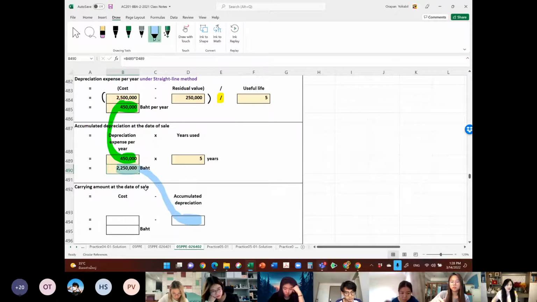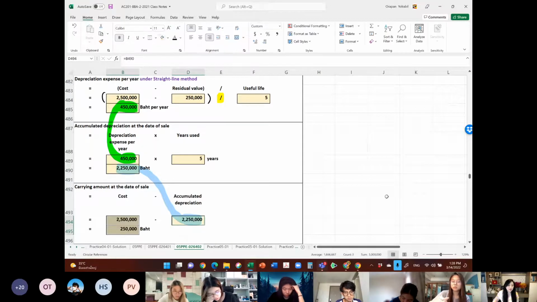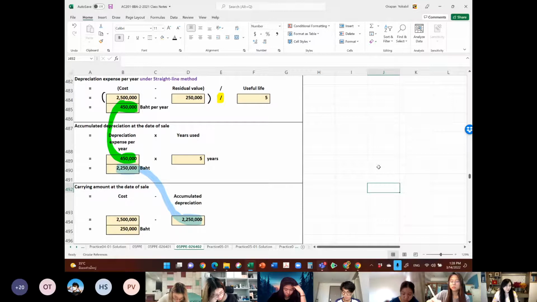So that we can do the calculation for the carrying amount or the book value at the date of the sale. Over here, the amount is 250,000. Please take the note here. Any part of this calculation that you don't follow, please let me know.